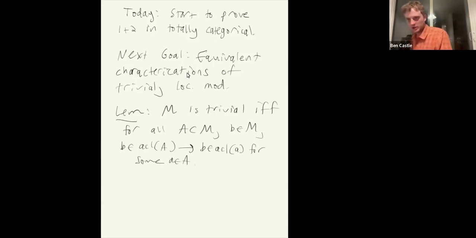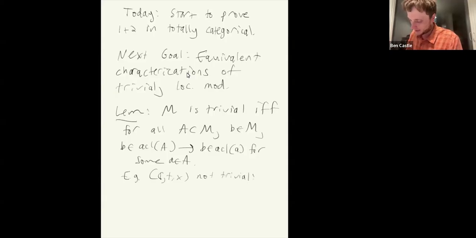In other words, we always know that being in the ACL of a set, you can restrict it to a finite subset. If you're in the ACL of A, then you're in the ACL of some finite subset of A. We're saying you're actually in the ACL of a single point. So for instance, here's one reason that C plus times is not trivial.